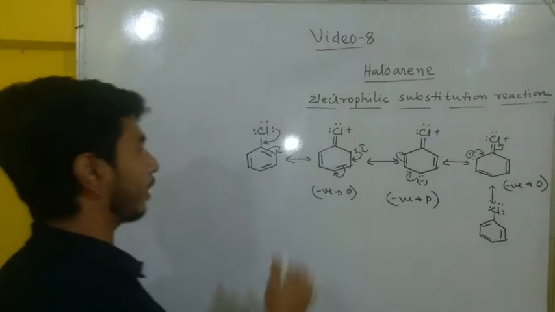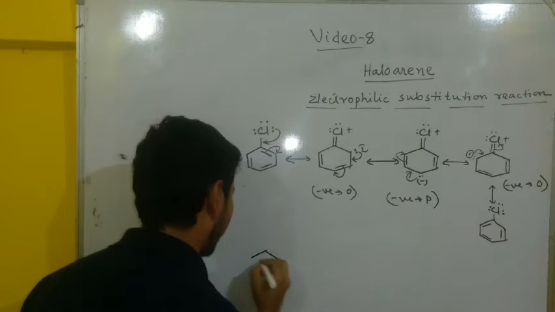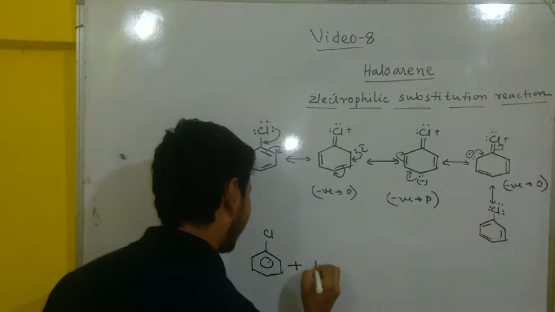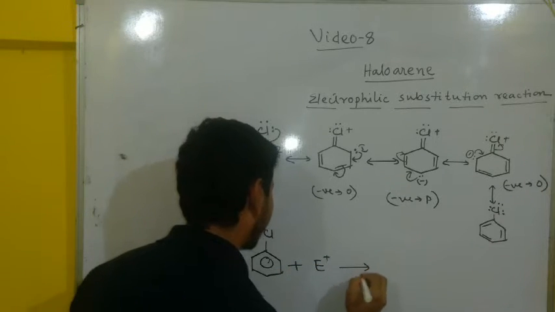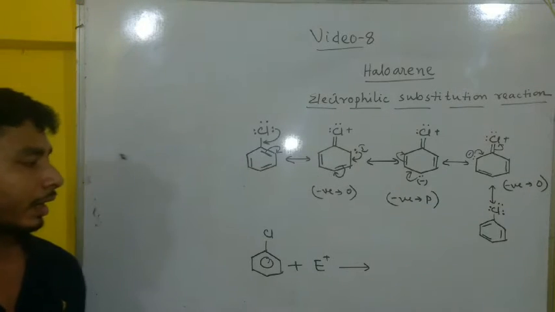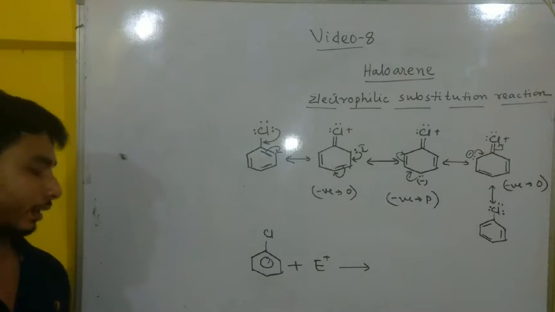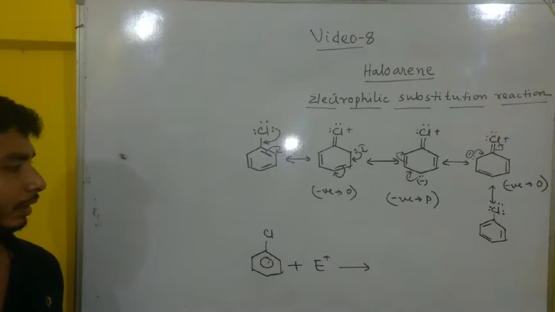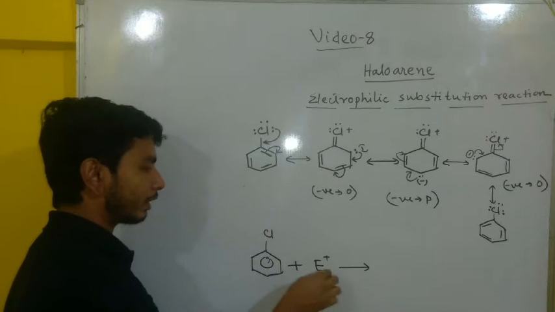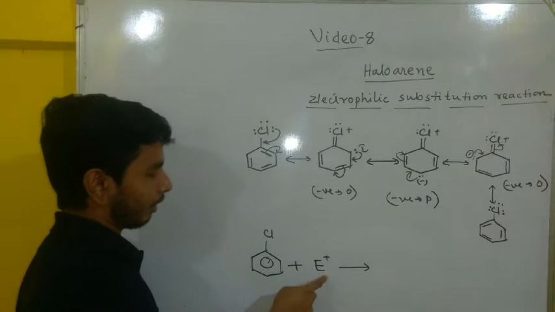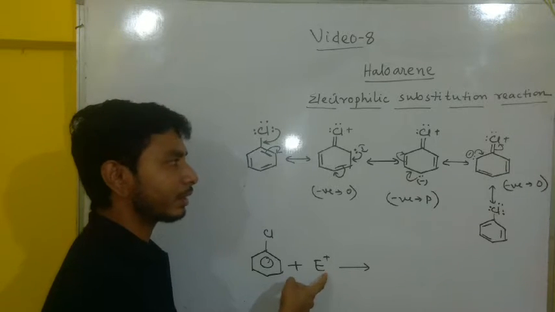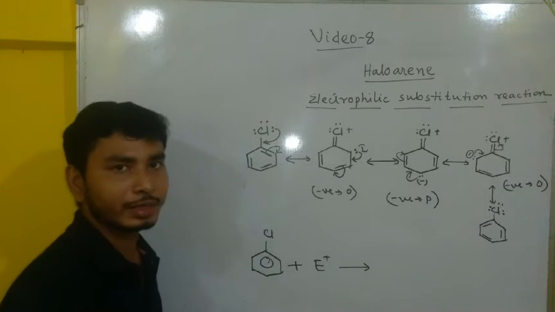go to the electrophilic substitution reactions. So when chlorobenzene reacts with an electrophile, any electrophile. Electrophile means it is an electron deficient species. Electron deficient species are called electrophiles, denoted by E plus. So electron deficient species will go to the electron rich side.